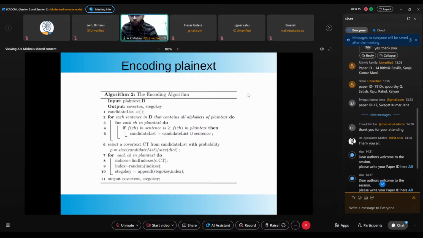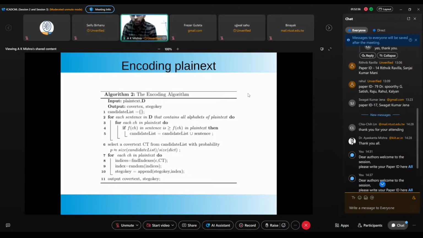So what we did was that we basically made a candidate list, initially empty for sure, and after that we traversed through the sentences and checked whether the frequency of each character in the plain text is less than or equal to the frequency of the same character in the cover text. If a character in the plain text has a frequency that is more or equal in the cover text, then it can be a suitable candidate cover text.